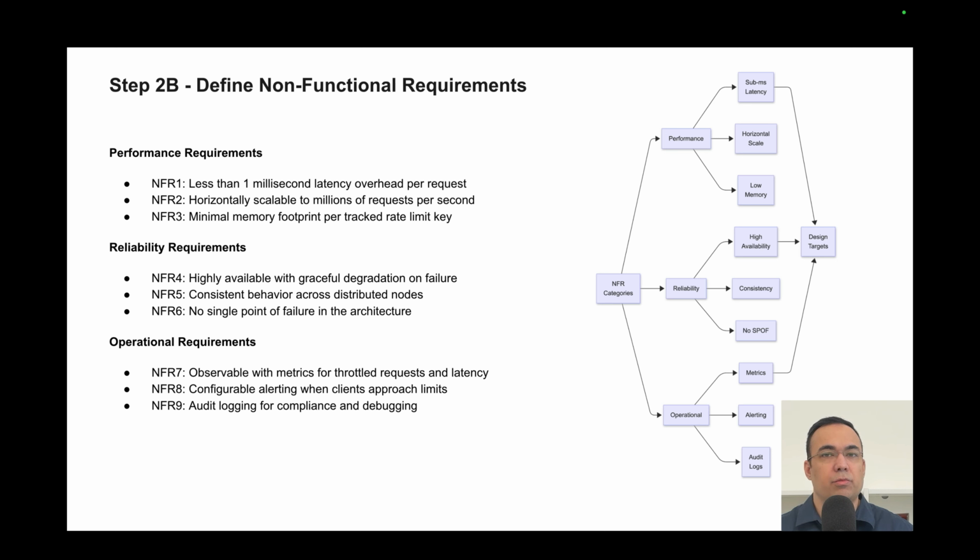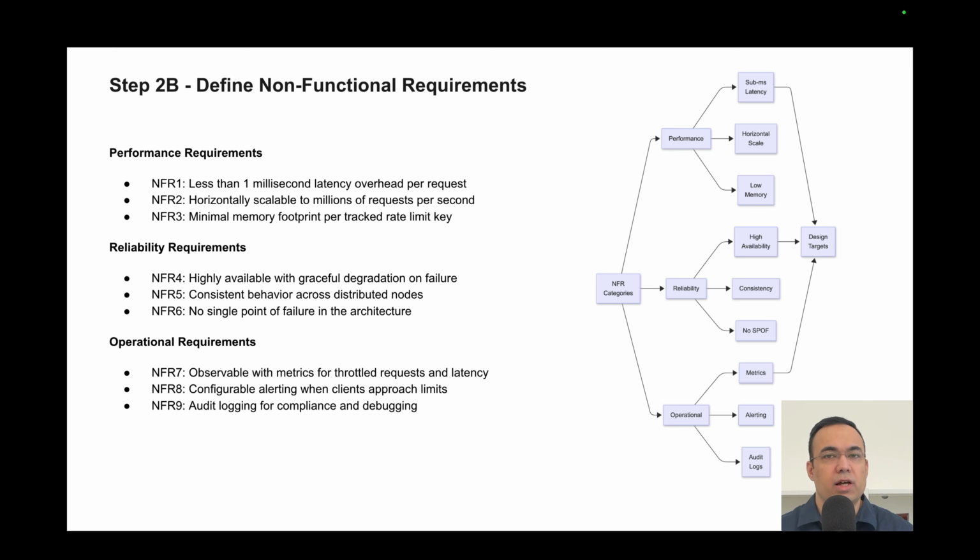NFR7 states that we should be observable with metrics for throttle requests and latency. We need visibility into how the rate limiter is performing. NFR8 states that we should have configurable alerting when the clients approach their limits. Proactive alerting prevents issues before they actually become incidents.